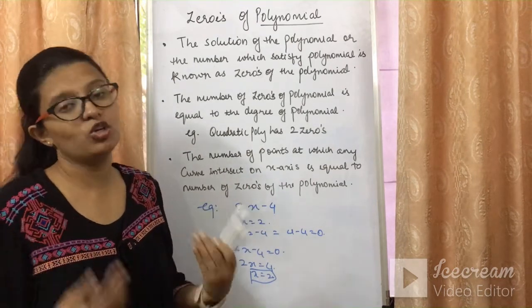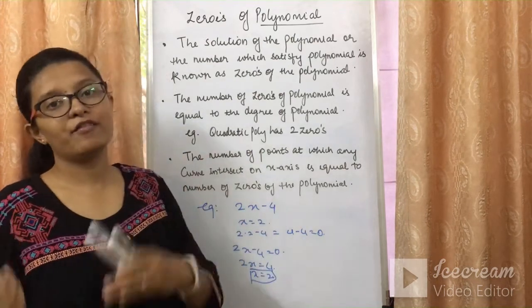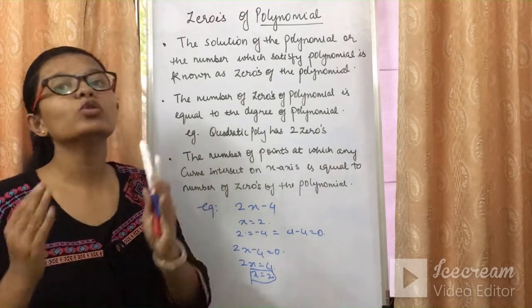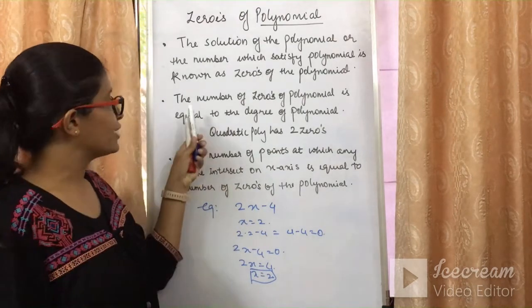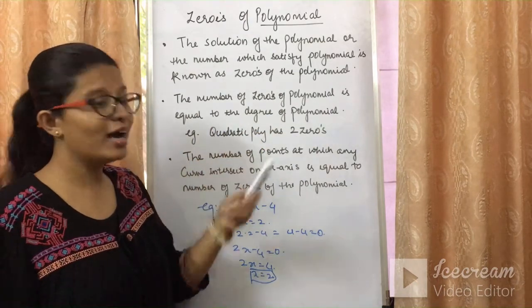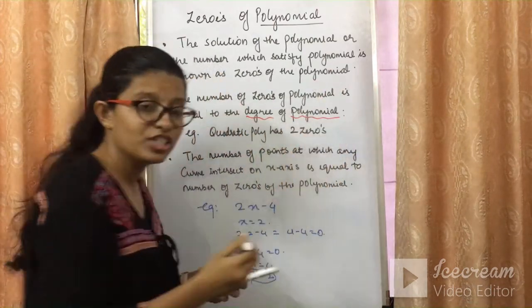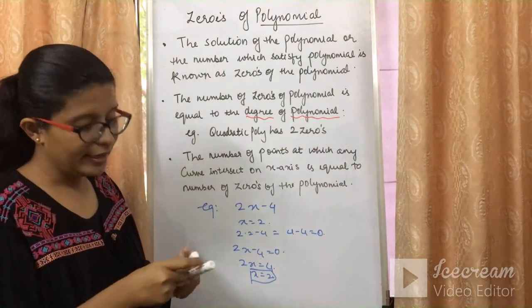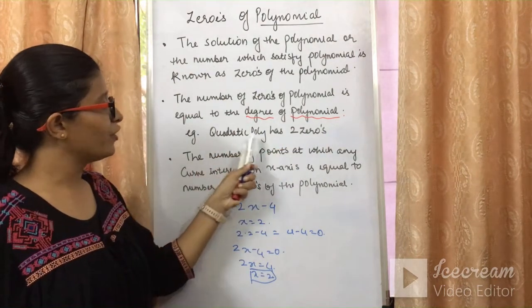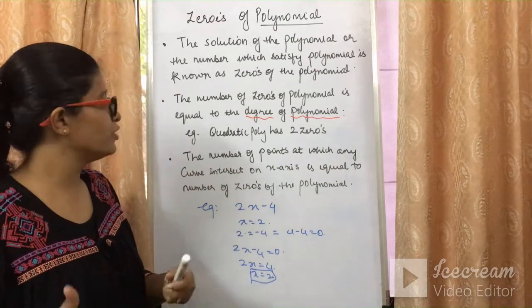So if the equation is cubic, we will have 3 zeros, and if the degree is 4, we will have 4 zeros, and if the degree is 5, we will have 5 zeros. So as many as the degree, that many zeros. That's what is written in the second point. The number of zeros of the polynomial is equal to the degree of the polynomial, which is very important. So zeros of a polynomial are equal to the degree of the polynomial. For example, a quadratic polynomial has 2 zeros, a cubic polynomial will have 3 zeros, and so on.